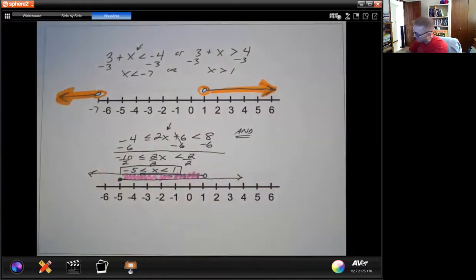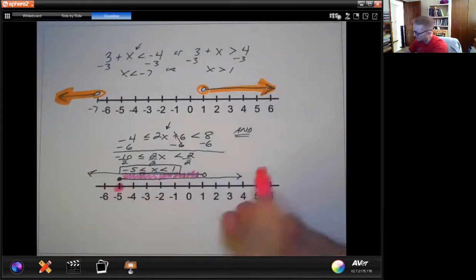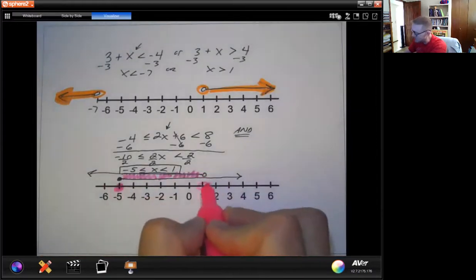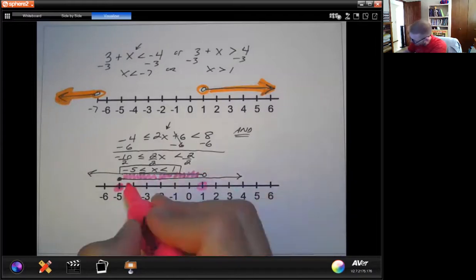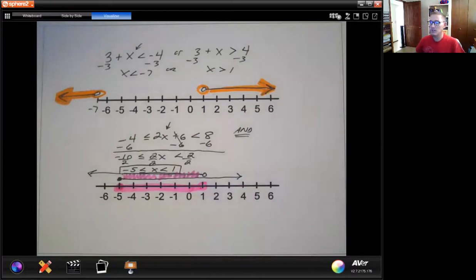So when I draw that final answer, it's going to be a closed dot at -5. It was an open dot at 1. And then I'm going to draw the line segment that connects those 2 dots. And so because it was an and, the overlap happened in the middle, which is what we would have anticipated.